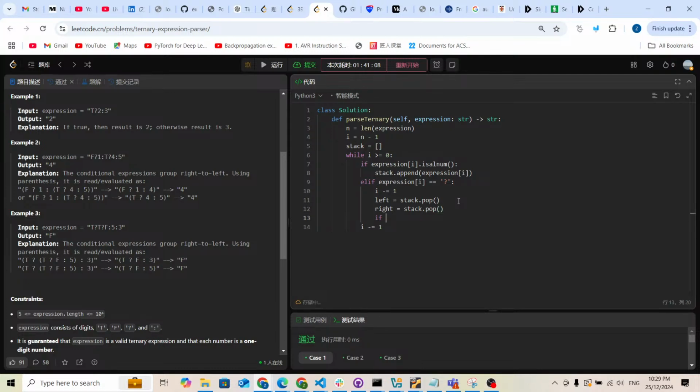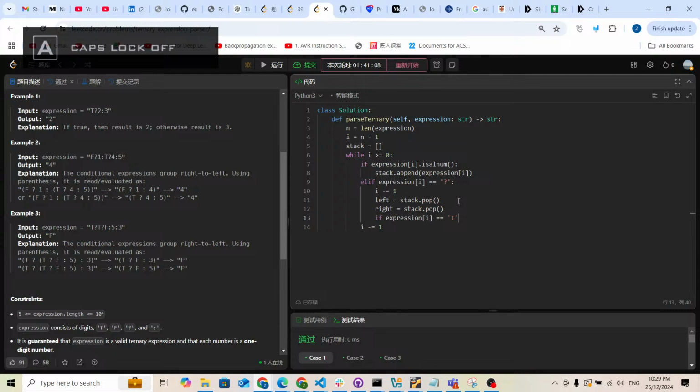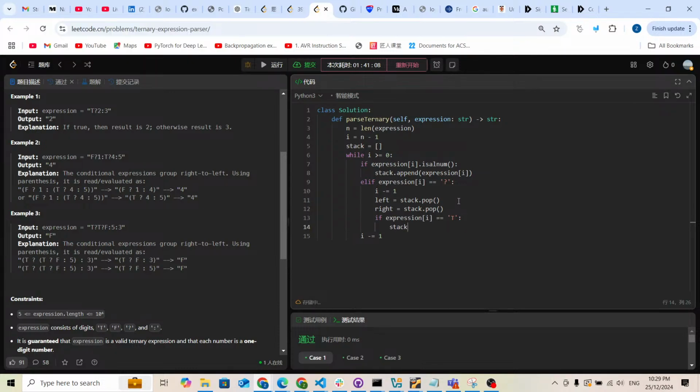Now what are we gonna do? We're gonna check the expression[i]. If this expression[i] equals T, it means we're gonna choose the left. So the stack gonna append the left. Otherwise, the stack gonna append the right. So finally, there must be one number or one character left inside of the stack. We just need to return a stack.pop. So this is the whole idea of how to solve the problem.